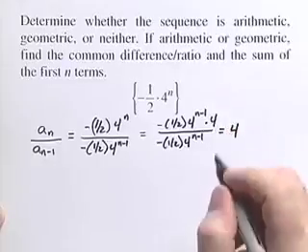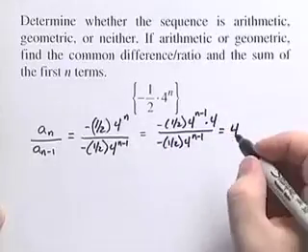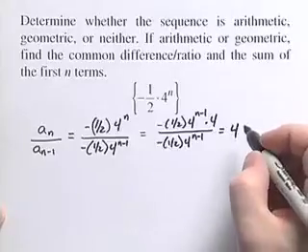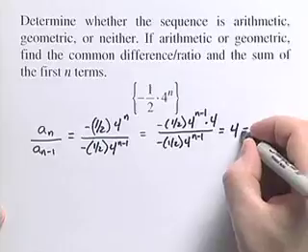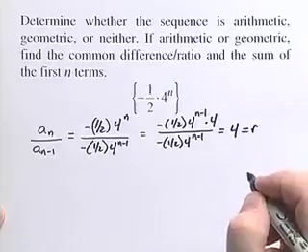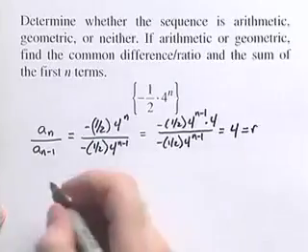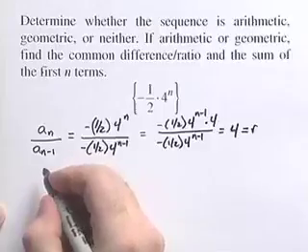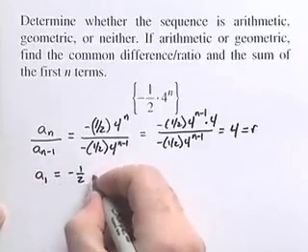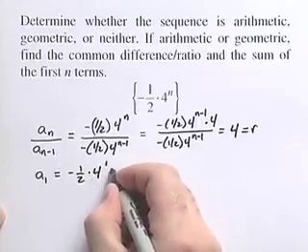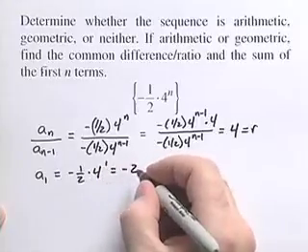is equal to 4. We've done this in general terms, so what we've shown is that the ratio of consecutive terms in our sequence is a constant. That constant is 4. That's our common ratio, r. The first term, a sub 1, will be negative 1/2 times 4 to the first power, so we'll end up with negative 2.